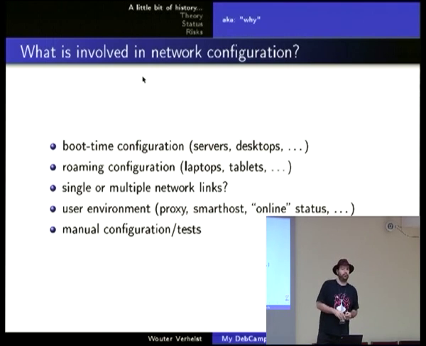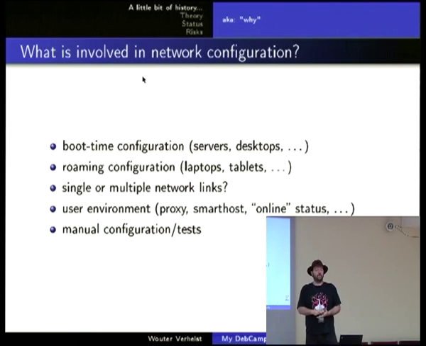But I think it shouldn't stop there. Once a tool has brought a network link up, there's more things involved than that. I give a few examples here: a proxy server for your web browser, an SMTP smart host for mail user agents that deliver directly to an SMTP smart host, an online status in an instant messenger application. These are just a few examples of things that may need to change in the user environment. If you're using ifupdown, that's not going to happen. If you're using Network Manager, that can happen. Network Manager can actually notify some applications that it's there, but it's usually somewhat optional.